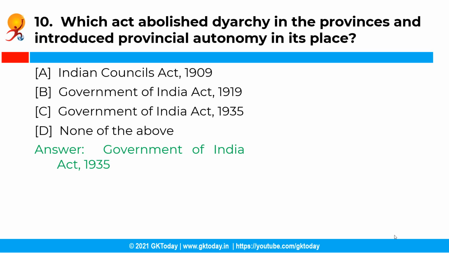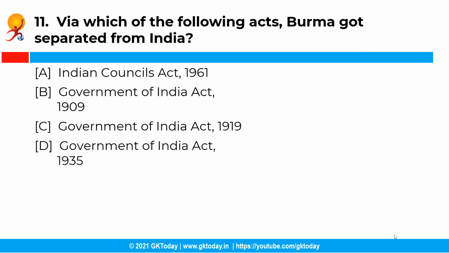Now the next question is, via which of the following acts Burma got separated from India? Now your options are: A, Indian Councils Act of 1861; B, Government of India Act 1909; C, Government of India Act of 1919; and D, Government of India Act 1935. Now the correct answer is option D, that is Government of India Act 1935. See, Burma got separated from India according to the provisions of the Government of India Act 1935. Other provisions under the Act included the carving out of Sindh from Bombay Presidency; Bihar and Orissa were also separated.